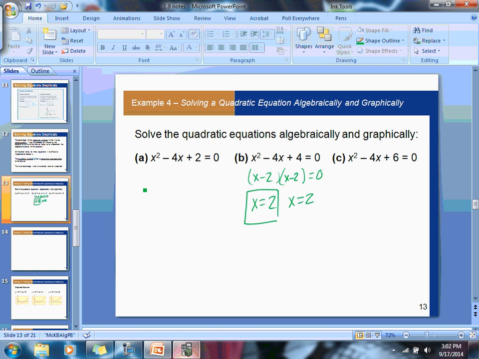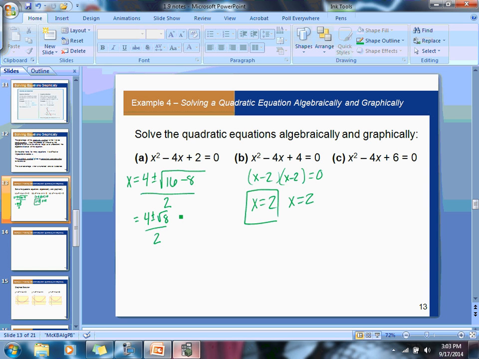Okay, now I'm going to go back to example A. Example A is already set equal to 0, but I can't factor it. I can't find the factors of 2 that are going to get me to a -4. So I have to use the quadratic formula. So x equals opposite b plus or minus the square root of b squared minus 4 times a times c, so that's a -8, all over 2 times a. And I can simplify, so that'll be 4 plus or minus the square root of 8 over 2.